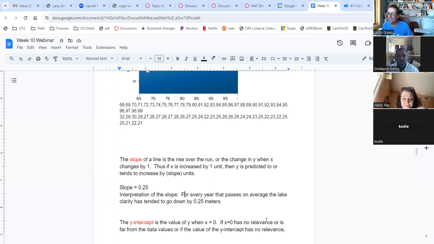Any thoughts? If the x variable is how old you are, the y variable is how fast you drive on average. What's the problem with the y-intercept? Should be pretty obvious. Give you a second to type it in.